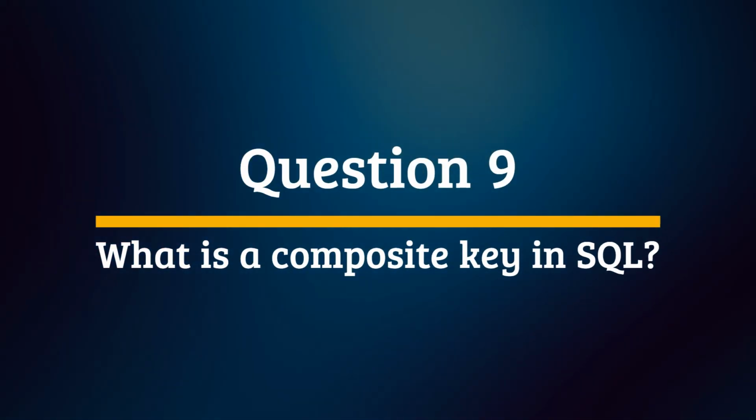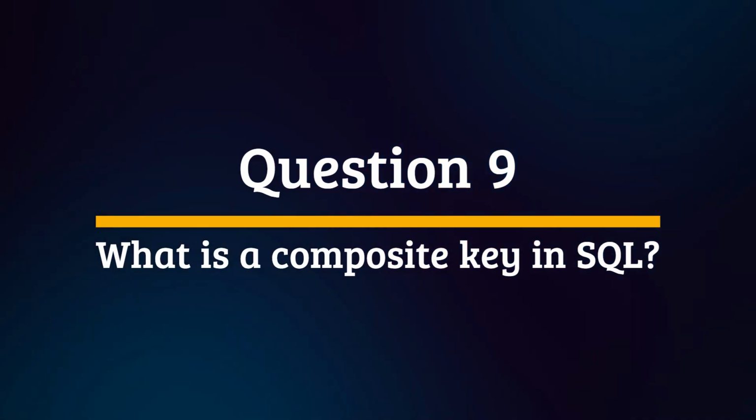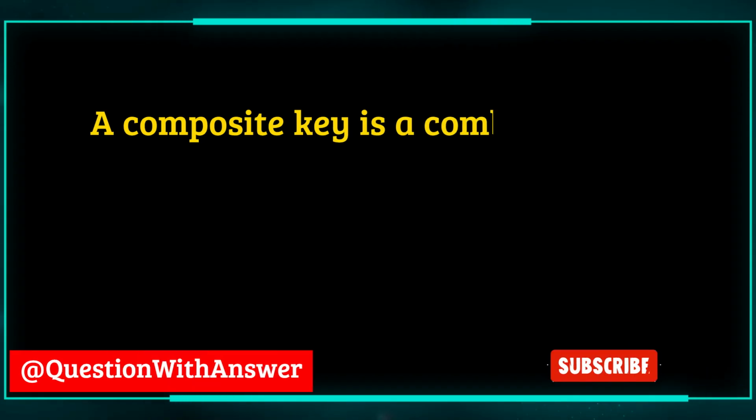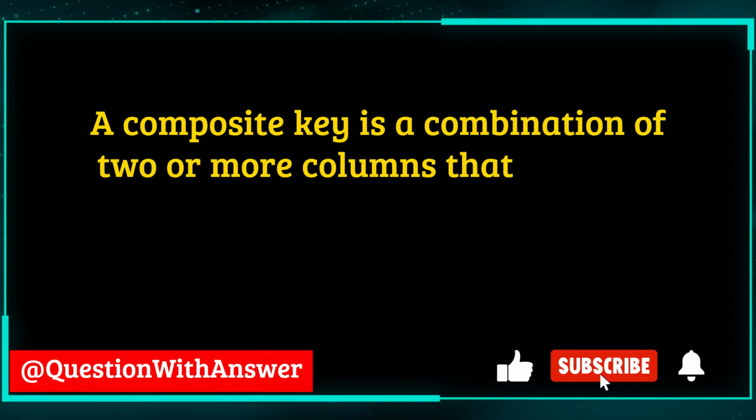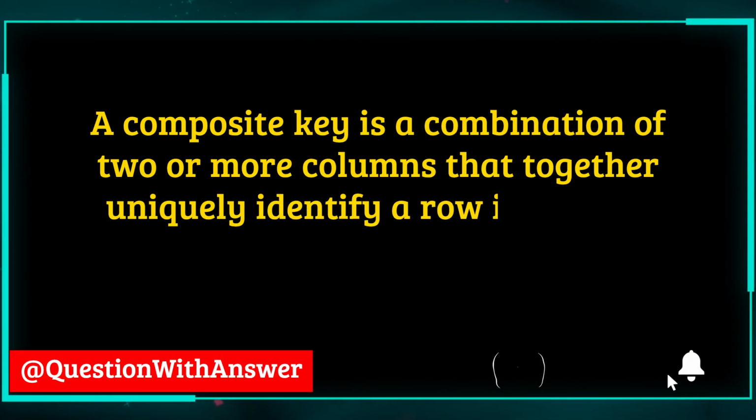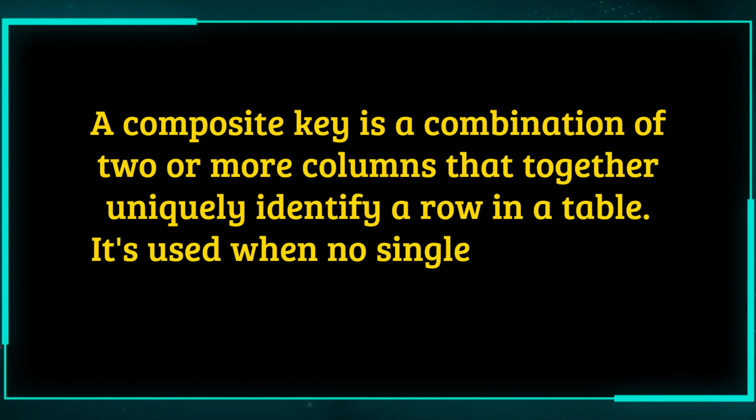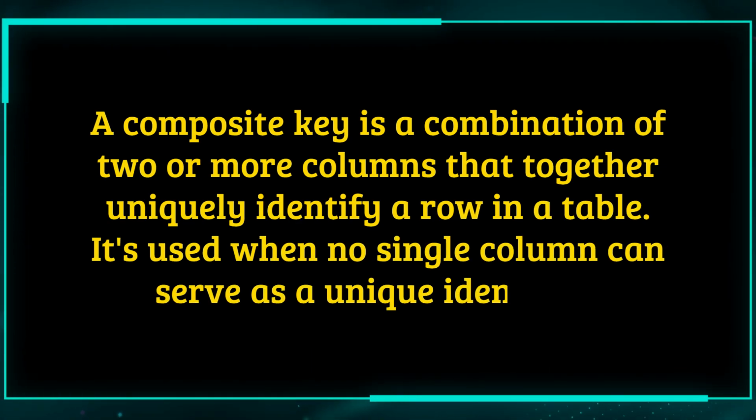Question 9. What is a composite key in SQL? Answer. A composite key is a combination of two or more columns that together uniquely identify a row in a table. It's used when no single column can serve as a unique identifier.